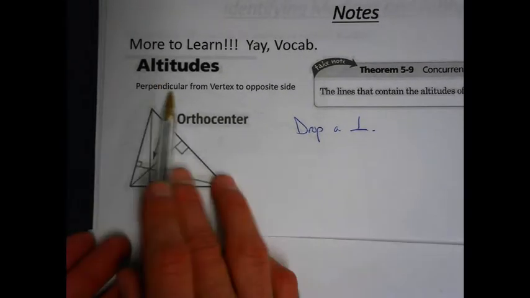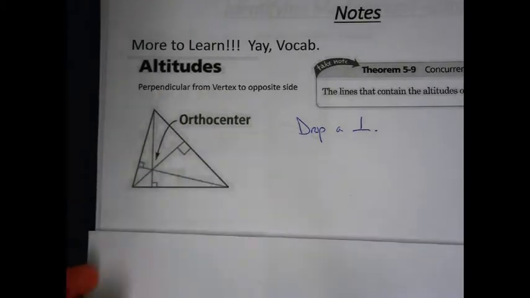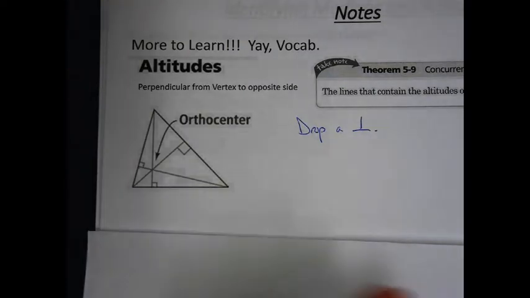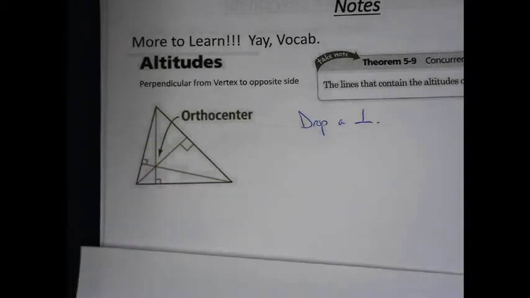Anyway, the altitude is the height. So it's perpendicular from the vertex to the opposite side. So when we drop a perpendicular from the vertex, we have an altitude. Now the altitudes meet. They have a point of concurrency. They meet at a place called the orthocenter. So that's the deal with altitudes.